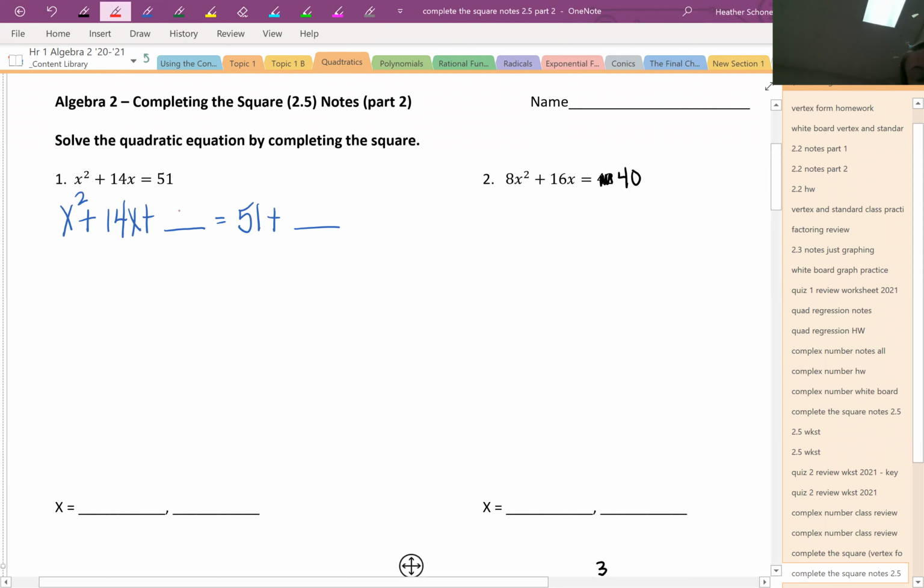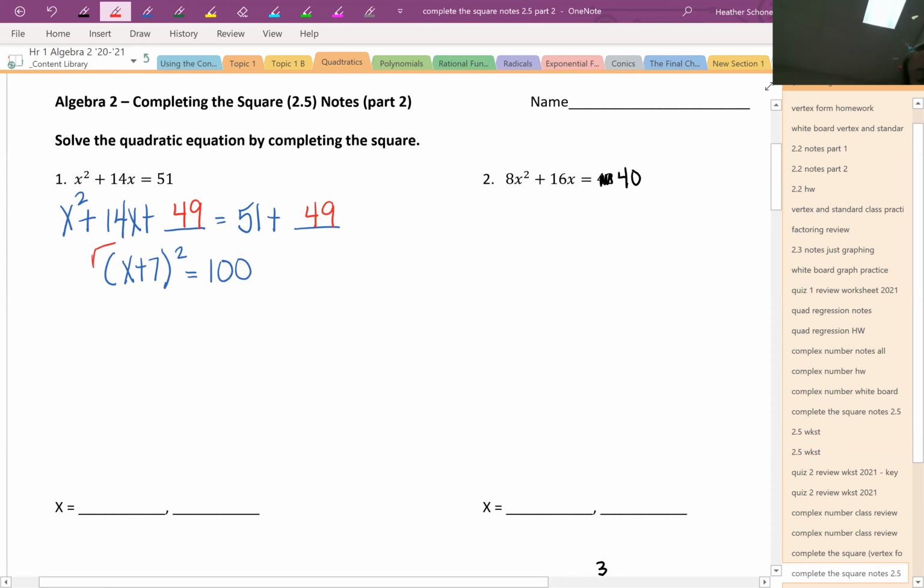So 14 divided by 2 is 7. 7 squared is 49. Because it's not in the parentheses, we can add the exact same thing to the other side. All right, now we need to factor this. Well, it's going to factor to x plus 7 and x plus 7. And because we created this perfect square trinomial over here on the left, it will always be the same thing in both parentheses. That's why we can write it x plus 7 squared. Over here, 51 plus 49 is 100.